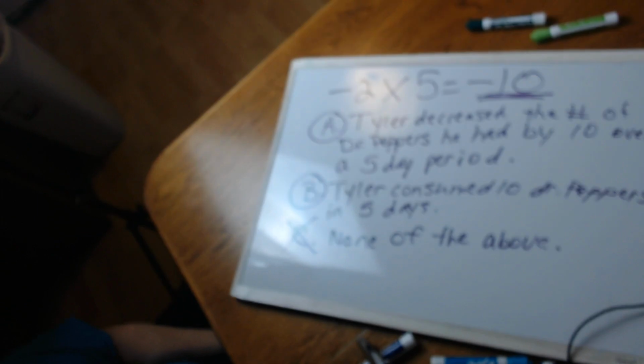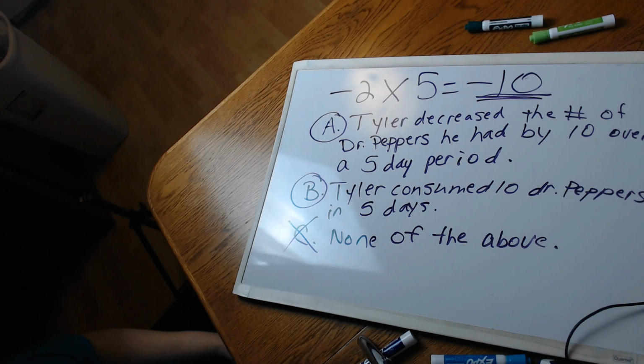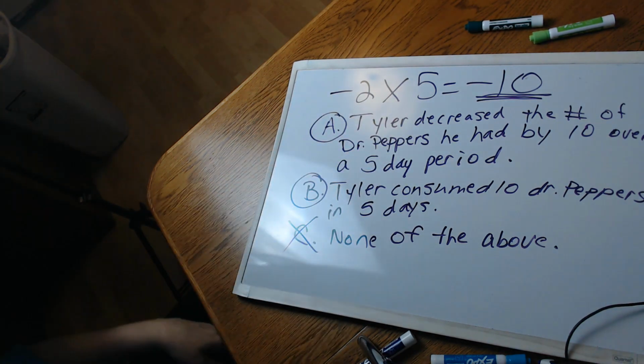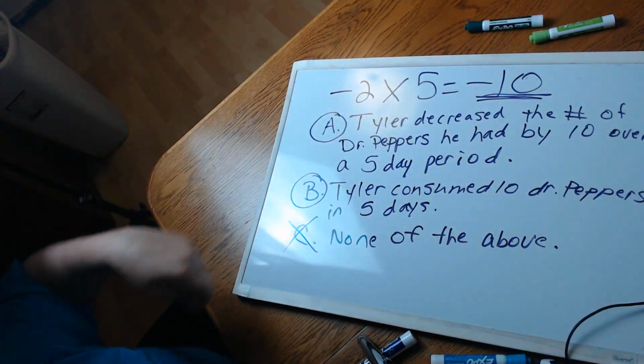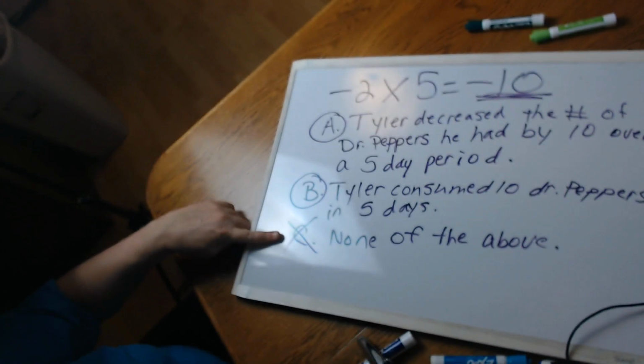When Tyler drank the Dr. Pepper, he no longer had them because he drank them. That is the -2 in the equation. The 5 was the amount of days, and -2 and 5 are multiplied to see how many less Dr. Peppers he had when consuming them. Every statement is correct except the last one.